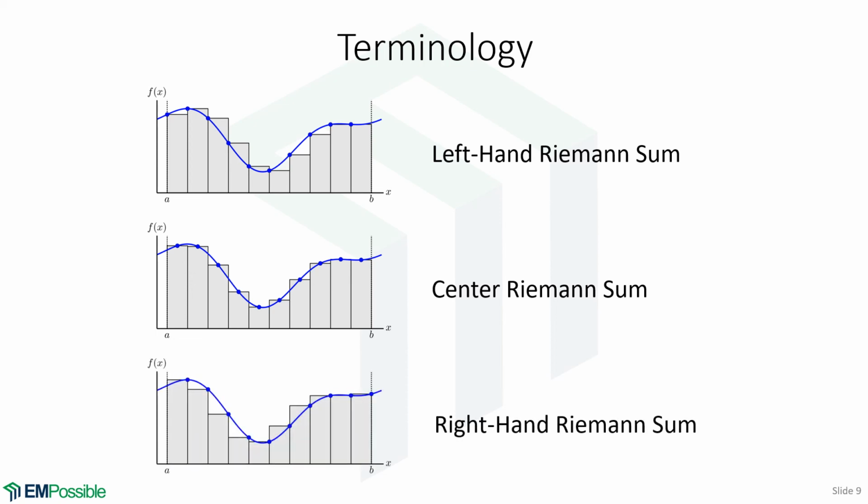And of course, it follows we could have a right-hand Riemann sum where the point we know is at the very right-hand side of the rectangle. So the first point does not fall on A, it falls a whole delta x away from A. But the last point does fall exactly on B. Typically, the center Riemann sum is how we normally interpret that.